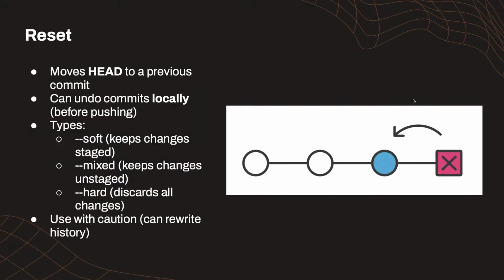So there's also some other useful commands, like reset, which basically moves the head pointer to a previous commit. So it basically allows you to undo commits locally before pushing. And there's 3 different types. So there's soft, which keeps the changes staged, mixed, which keeps the changes unstaged, and hard, which discards all the changes. And you have to make sure you use this with caution, as it can rewrite the Git commit history.